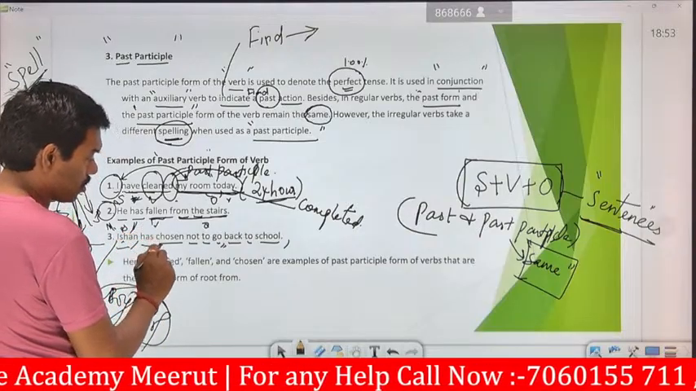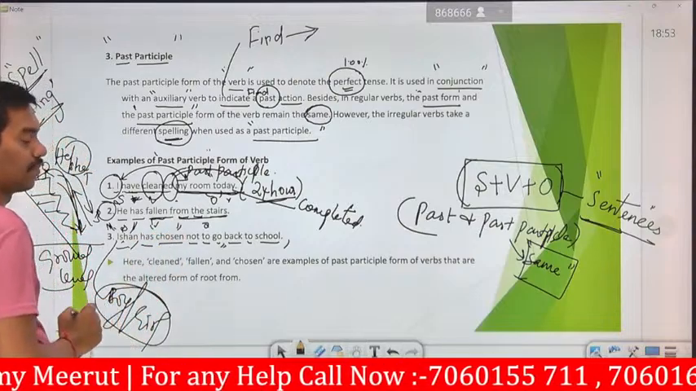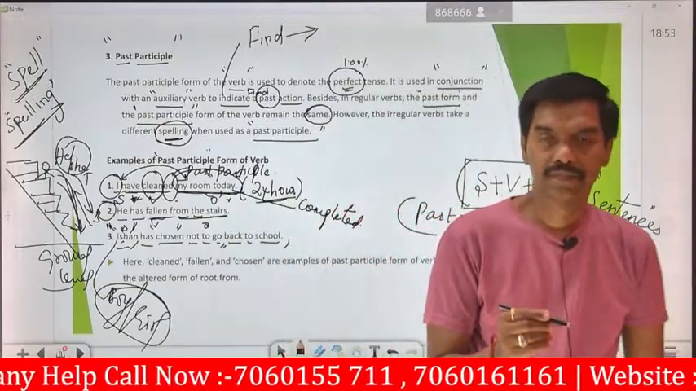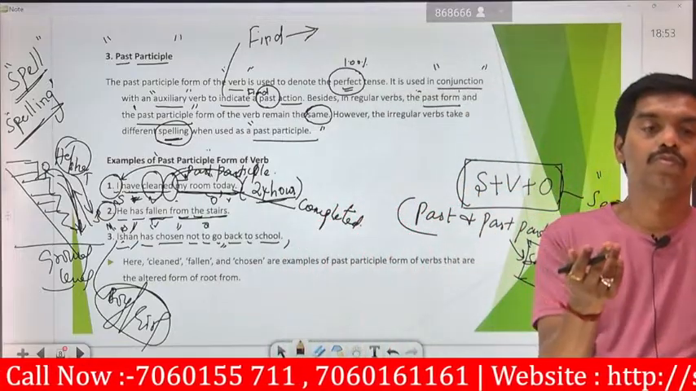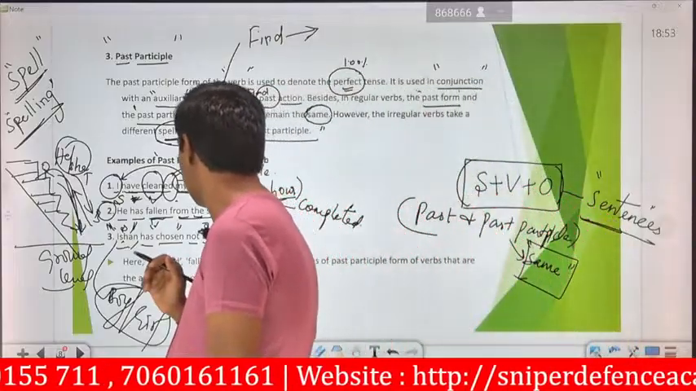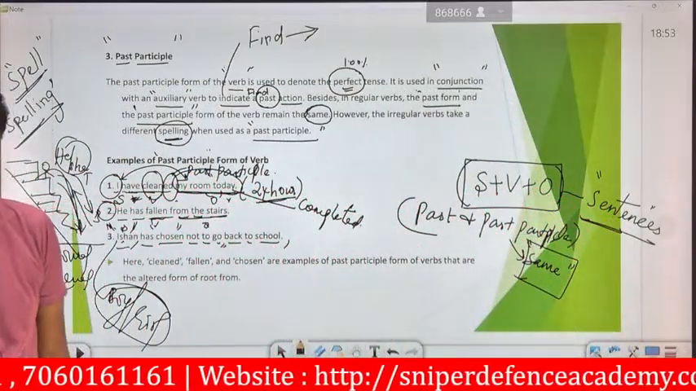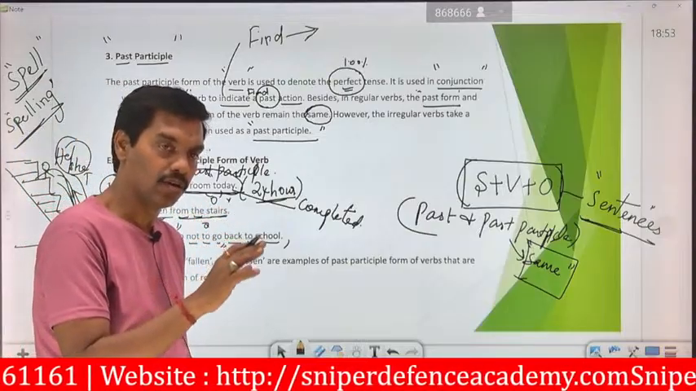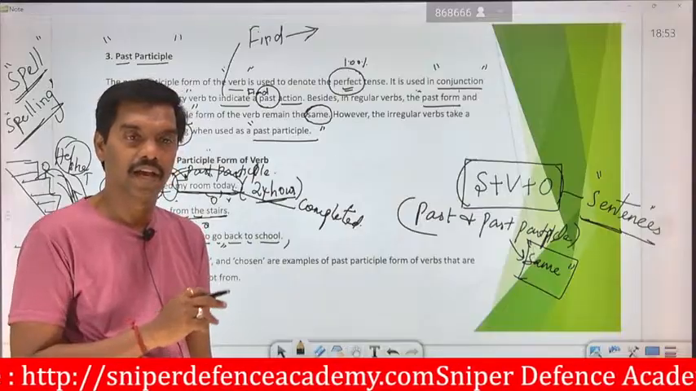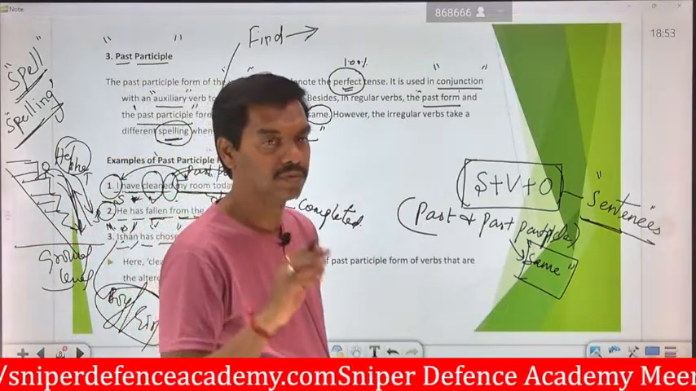Ishan has chosen. So he has an option. He has an option to select whether he goes to school or not. So he has chosen not to go back to school. He came to the house. He came home, and he decided that he doesn't want to go to school.